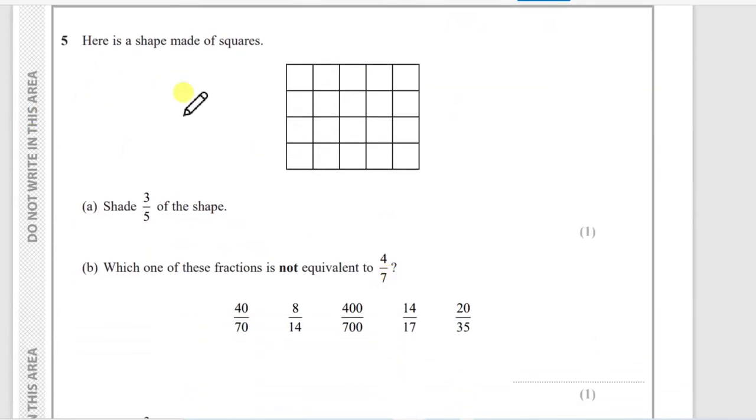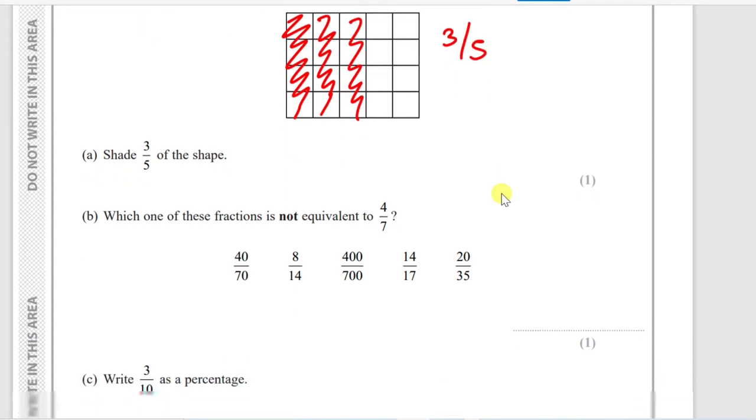Here is a shape made of squares. Shade 3/5 of the shape. Trick: because it says 3/5, and you've got 5 at the bottom, just count 5 across and shade 3 rows down. So that's 1 row shaded, 2 rows shaded, 3 rows shaded. That's 3/5. That's just another way to do it, guys. Just a nice little handy trick.